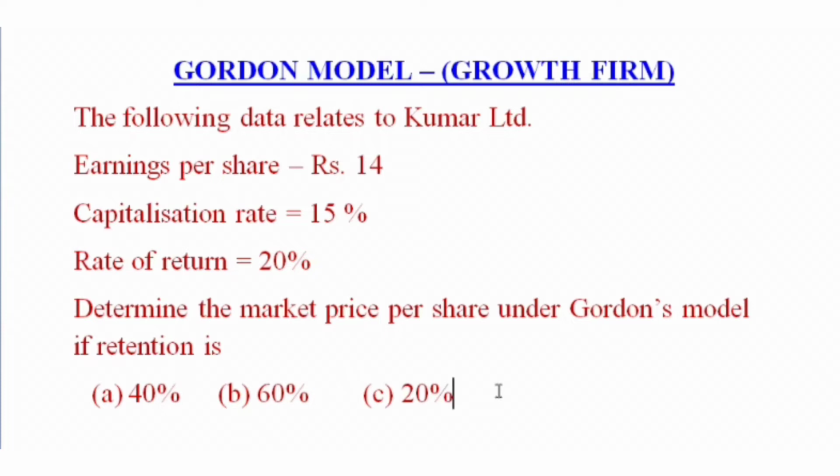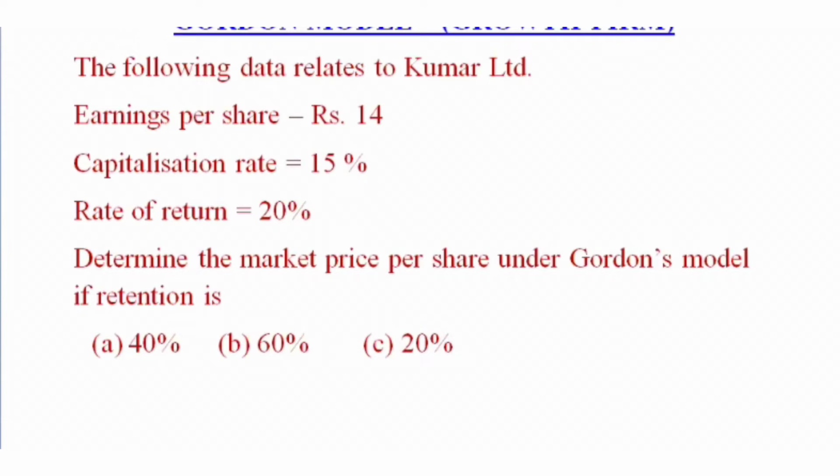If the retention ratio is 40%, then automatically the payout ratio will be the remaining portion of the 100%, that is 60 percent. For the second one, if the retention ratio is 60 percent, the payout ratio will be 40 percent. And third, if the retention ratio is 20 percent, the remaining will be the payout ratio, that is 80 percent.